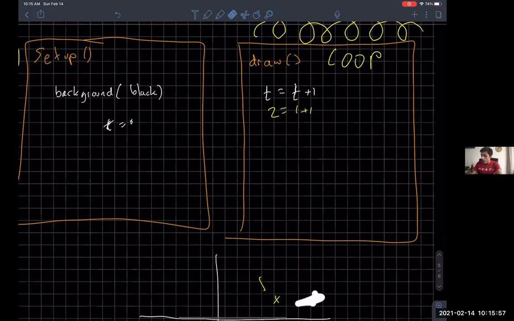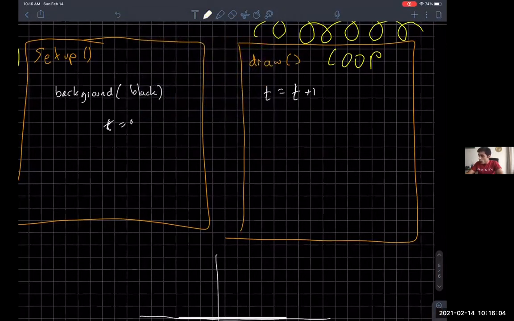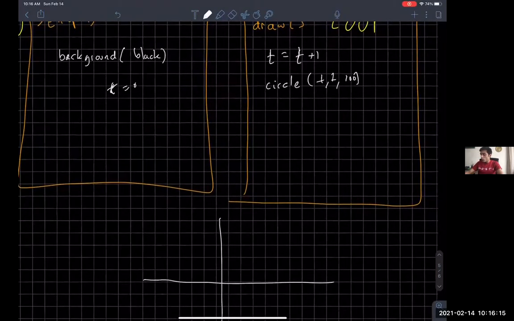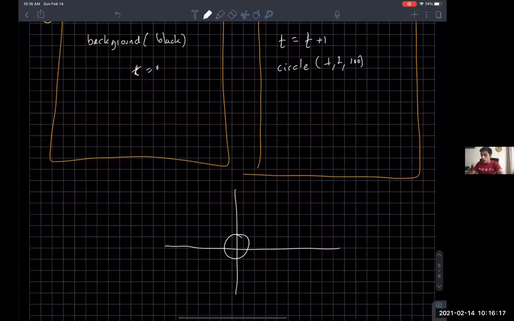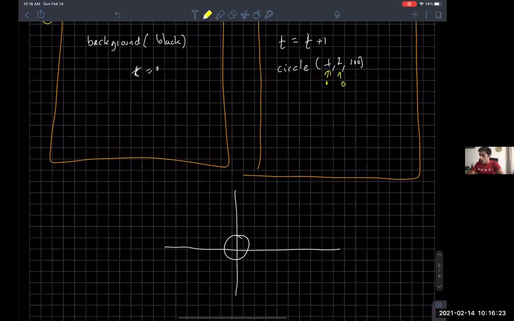Now, because it runs again and again, if I put a circle here, if I say circle t, comma, let's do 100, then it will draw for me a circle initially at the origin at 0, 0, because at the start t is 0, right? This right here is 0, and this right here is 0. And then as t increases, this circle will go down to the positive side, right?